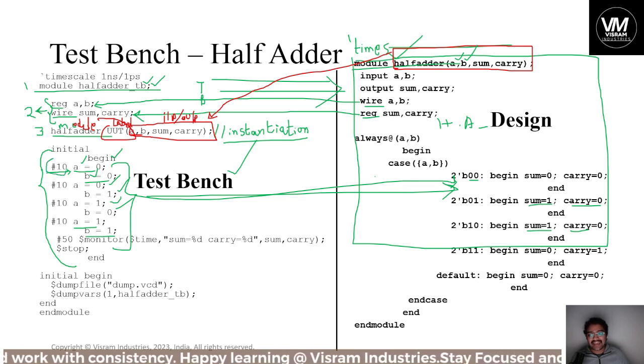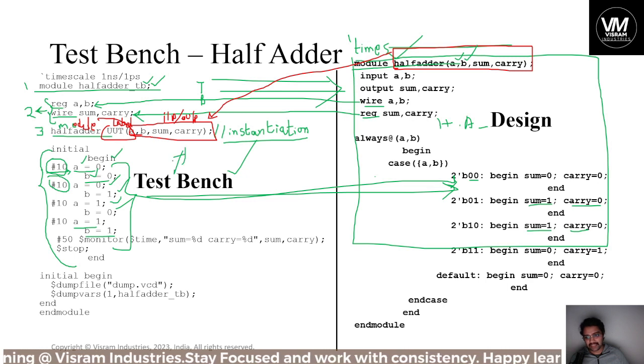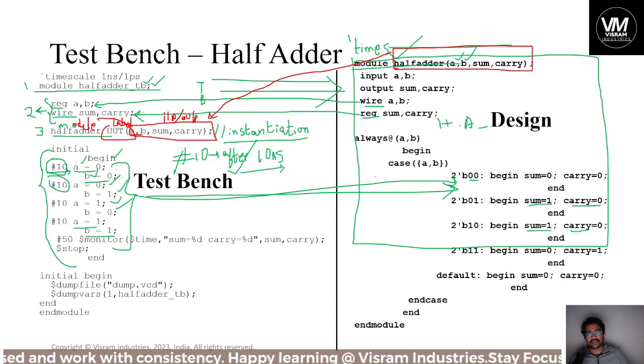What is hash 10 at every statement? It states that, I am repeating again, hash 10 is nothing but after 10 nanoseconds. After 10 nanoseconds, you start a is equal to 0, b is equal to 0.